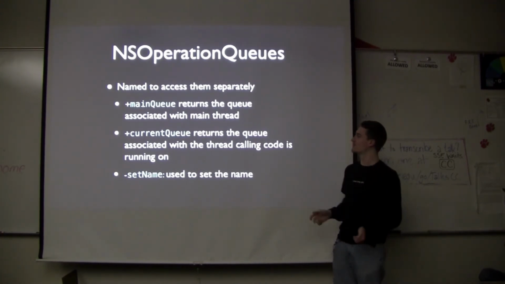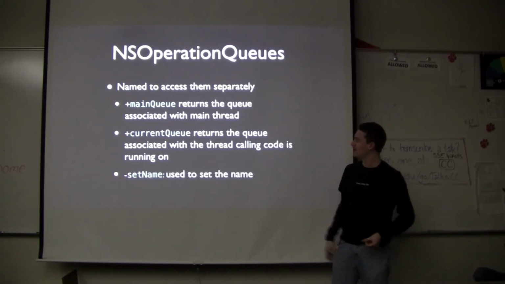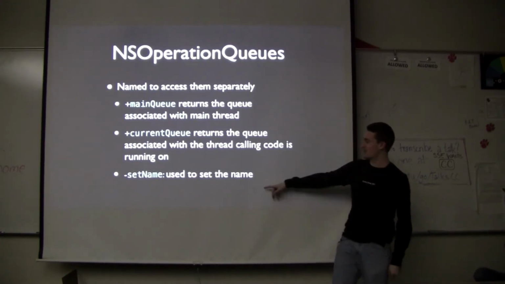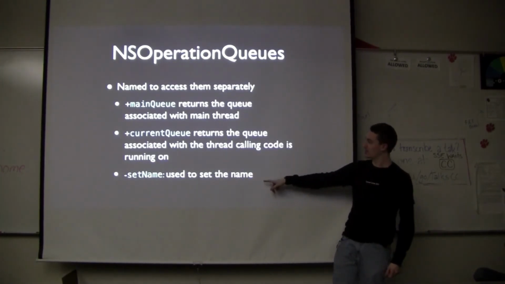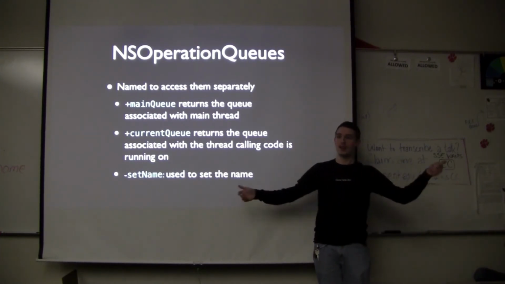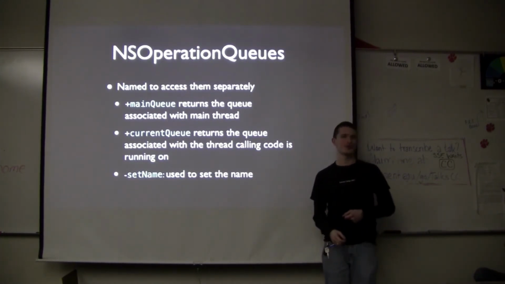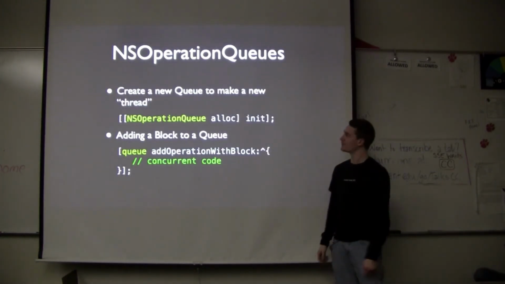It's just not fun. So don't do it. Or maybe it's asynchronously, I forget which one. Either way, there's the setName method down there. That's an instance method that you can use to set the name of the operation queue, so you can keep track of your operation queues, and so you can ask the current queue, which queue are you exactly? Also, it's good for debugging.